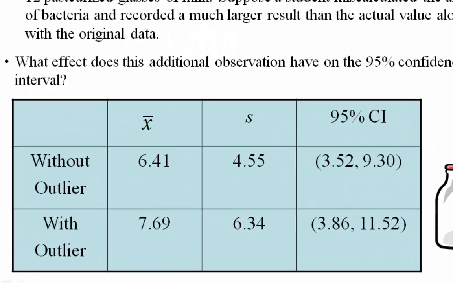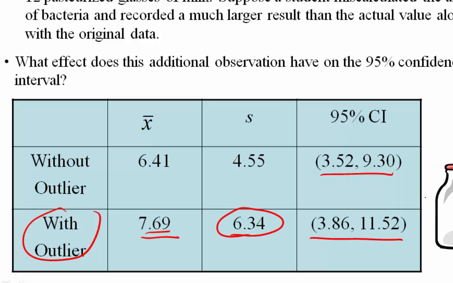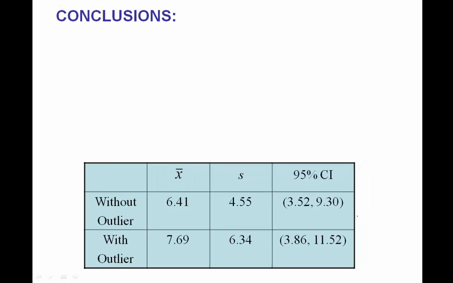So here's the table. You can see that without the outlier, the mean was 6.41, the sample standard deviation was 4.55, and the confidence interval was 3.52 to 9.3. With the outlier, you can see that the mean was 7.69, and they told us that the count was larger than it should have been, so it's no surprise that the mean went up. The standard deviation for the sample went up to 6.34, and the interval is now 3.86 to 11.52.